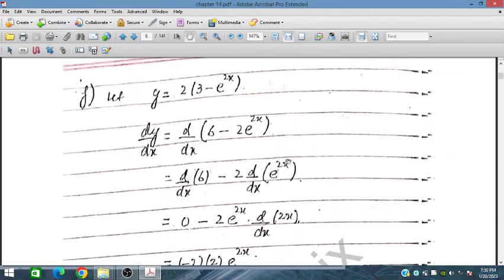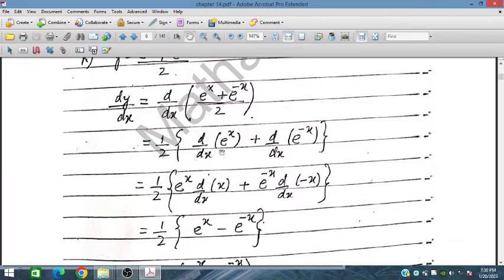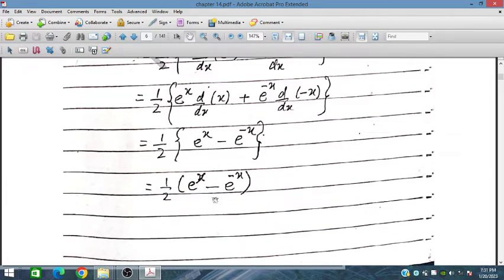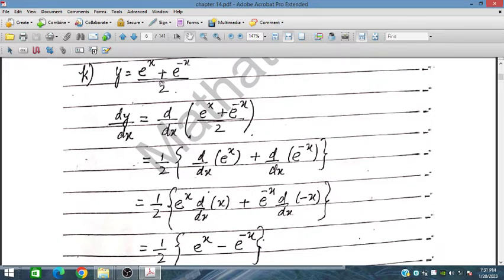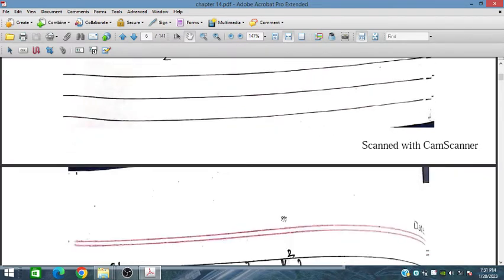Similarly, for this k part, where we have y is equal to e power x plus e power minus x divided by 2. So we differentiate this, half will be common here, and then we differentiate this and this. For this differentiation, we have this e power x, and then dx, so this becomes 1, and from this we differentiate e power minus x, and this minus x is here, and on differentiating we get minus here. So this is half e power x minus e power minus x. So this is the differentiation of e power x plus e power minus x divided by 2, which is half e power x minus e power minus x.